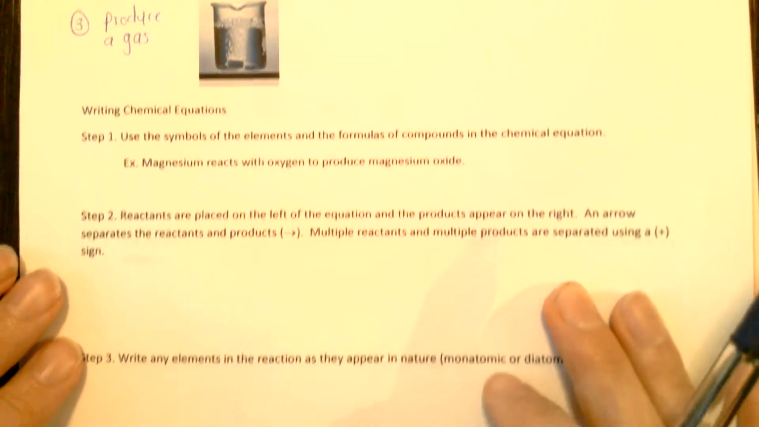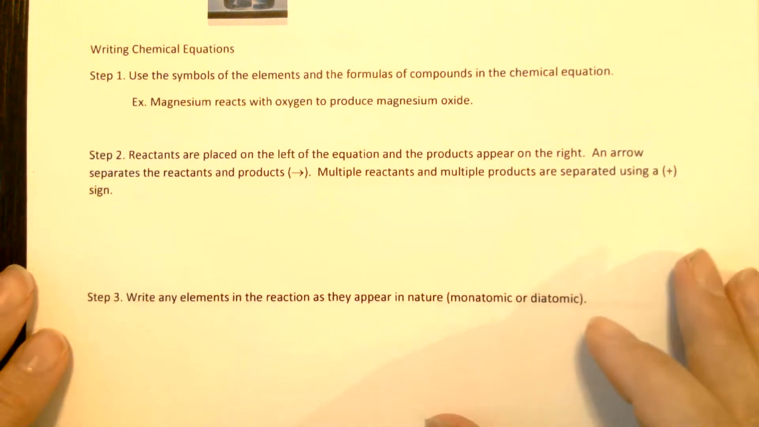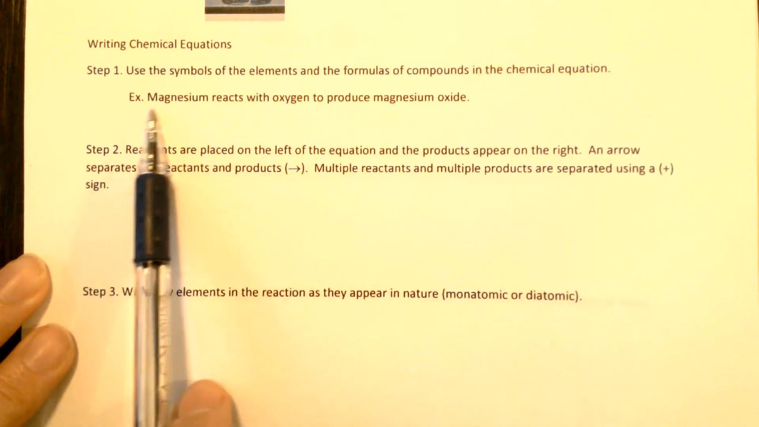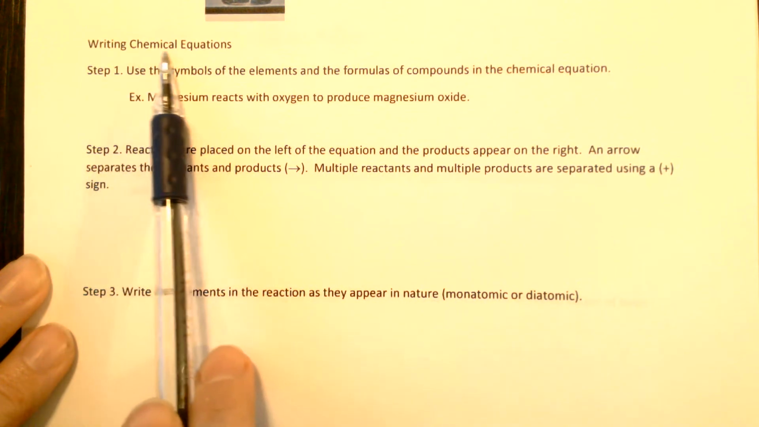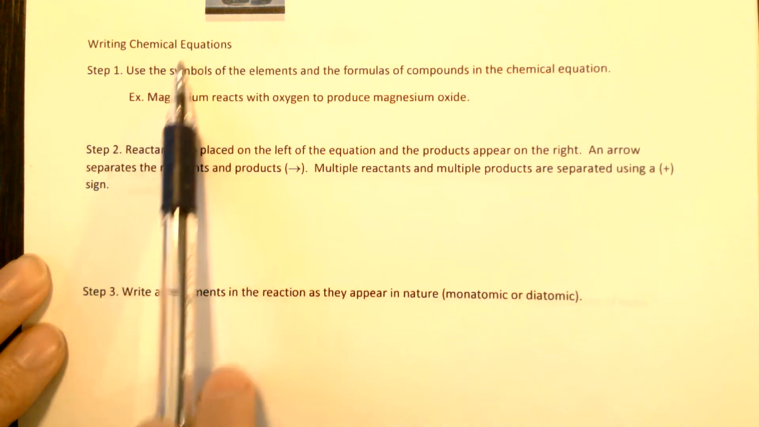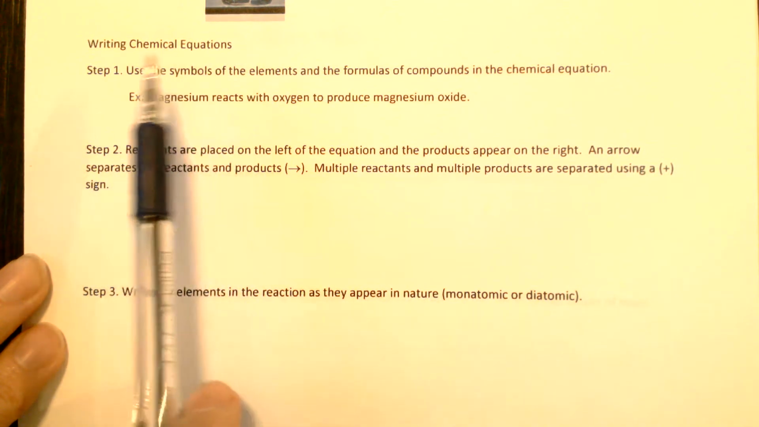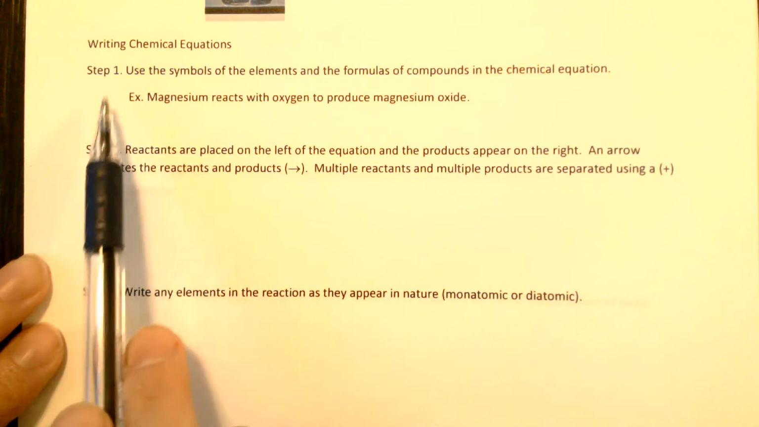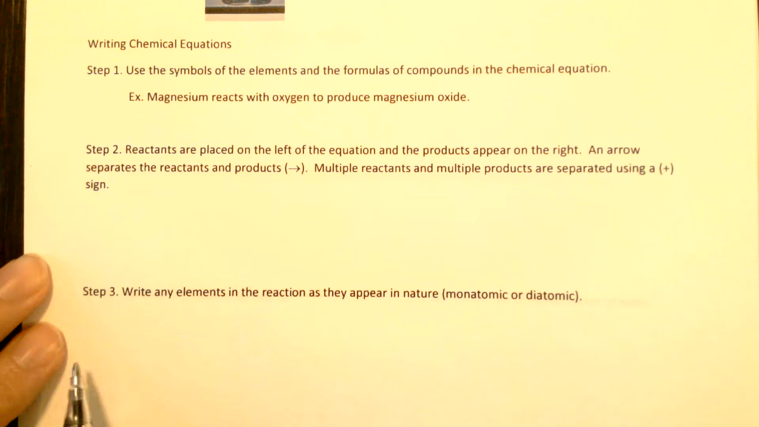So the next part of this is we're going to take a chemical reaction and learn how to write out a chemical equation. We're going to represent the reaction using symbols and arrows, a nice, concise way of showing what's happening in a chemical reaction. So we're going to go through the steps here.